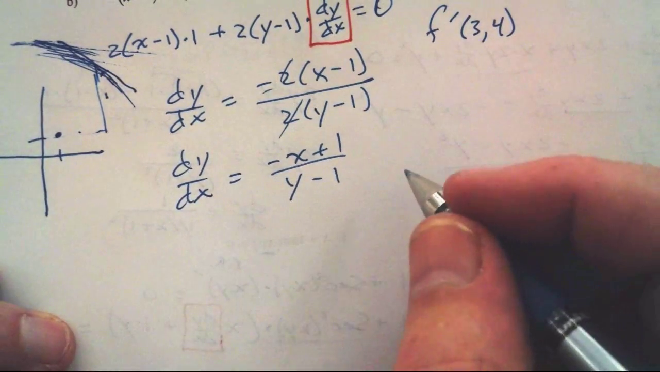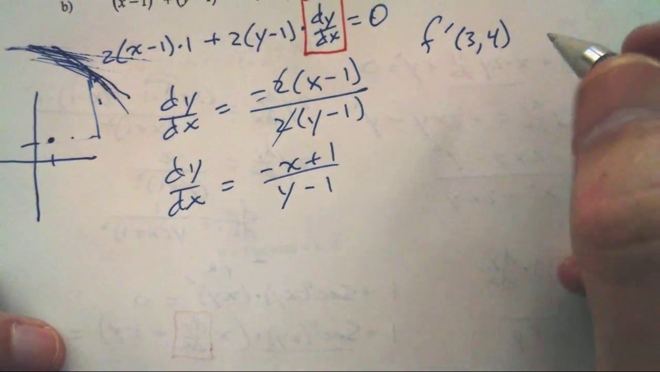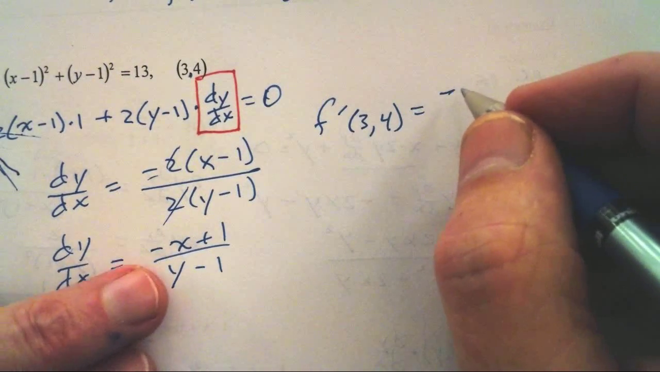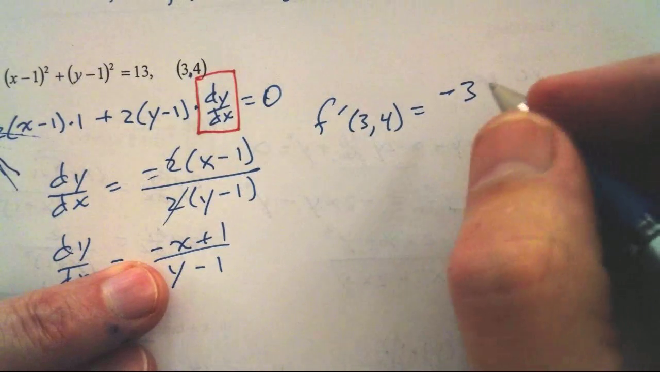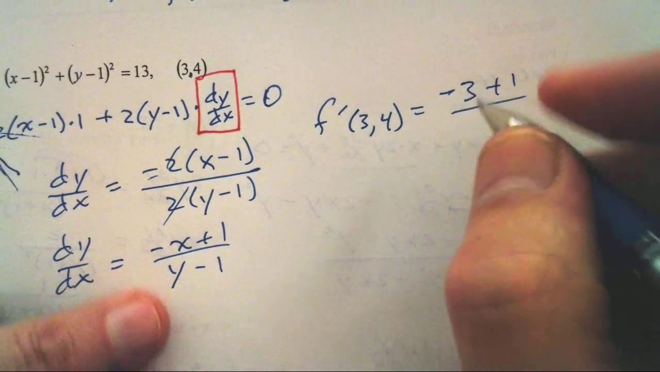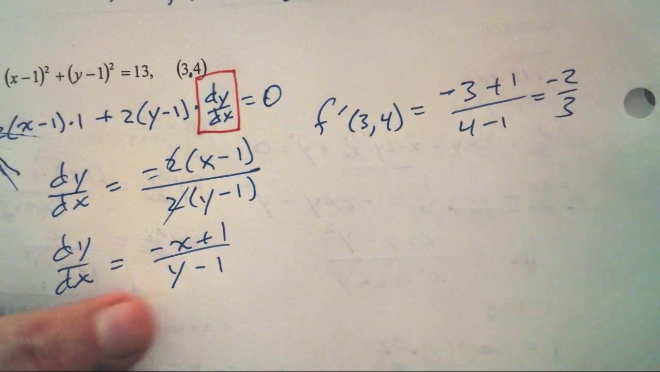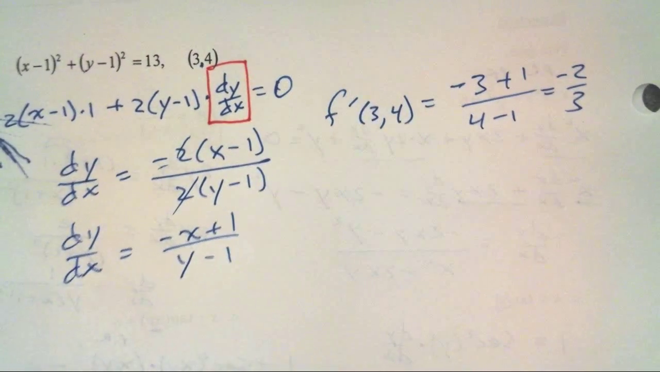Now let's take a look. So f prime 3, 4 would be negative the x value, 3, or the opposite of the x value, plus 1, all on 4 minus 1, and I get negative 2/3. And again, we could go through the whole tangent line argument or normal line argument that we went through in the prior problem.